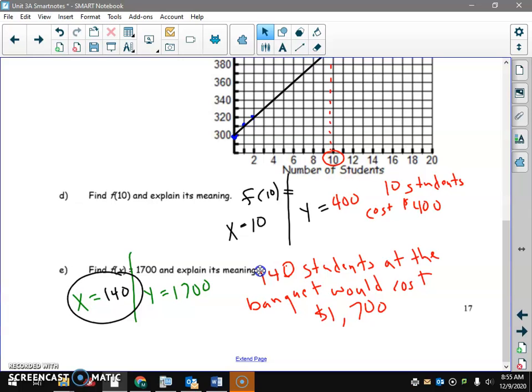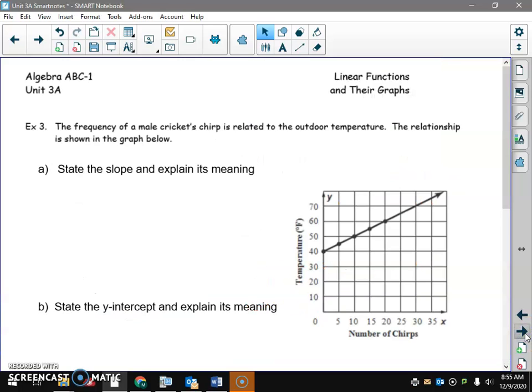Okay, one more. Last one. It says, and this is true, maybe you guys did this in science, the frequency of a male cricket's chirp is related to the outdoor temperature. The relationship is shown in the graph below. As the number of chirps increases, the temperature also increases. This is an increasing function. It says find the slope.